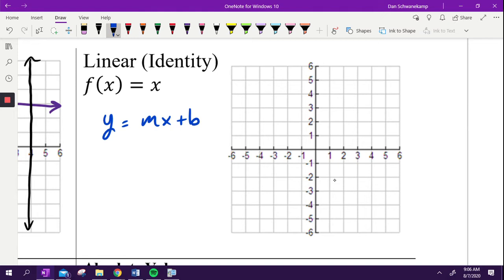So I'm just graphing this line. I'm starting at 0. My slope is 1. Up 1 over 1, up 1 over 1, up 1 over 1, and so on. There's my graph. That is a linear function. Okay, just a slanted line. It's the most basic version we got. Questions there?